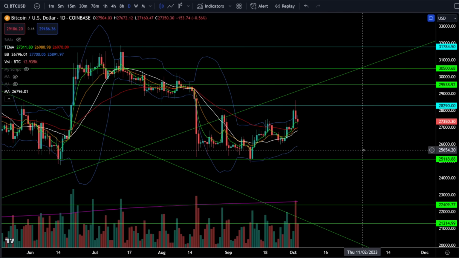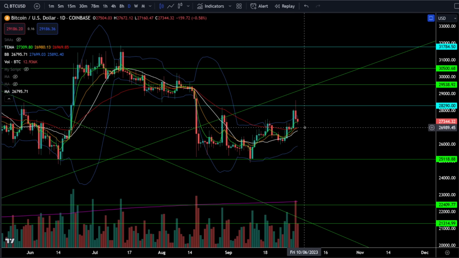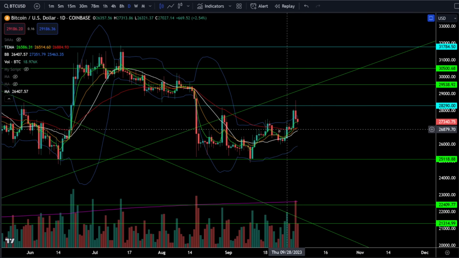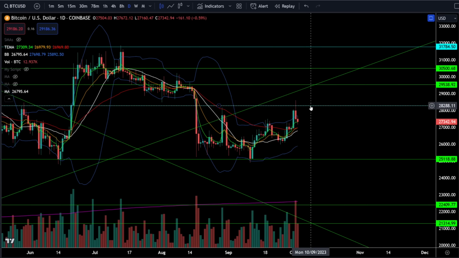On Bitcoin, we're currently down about 0.5%, and Bitcoin is still rejecting from that resistance at 28,000, but the price action is still holding above all the moving averages as we develop a bull trend. This is a higher low, higher high breakout while we're trading above 27,000, and the next bull breakout confirmation will be the break above 28,000.